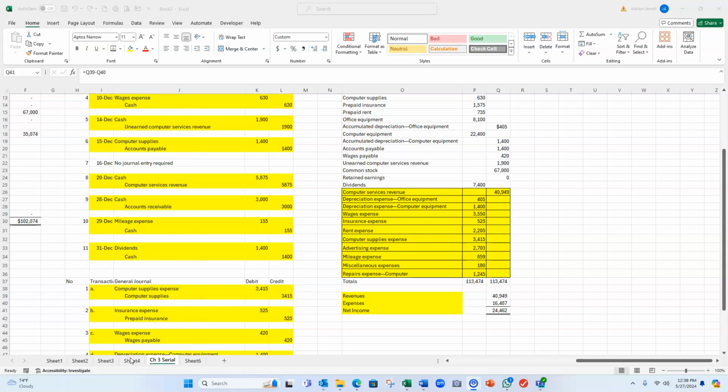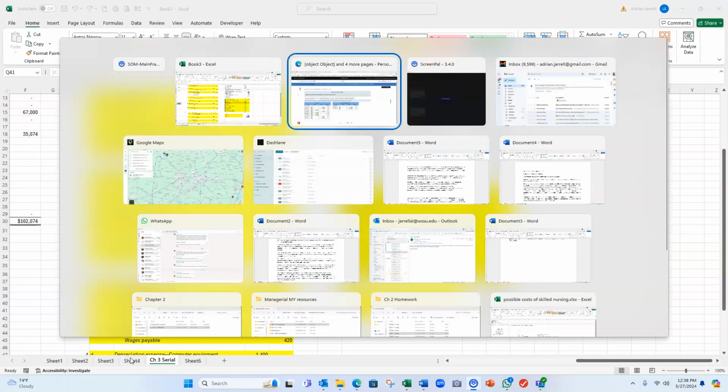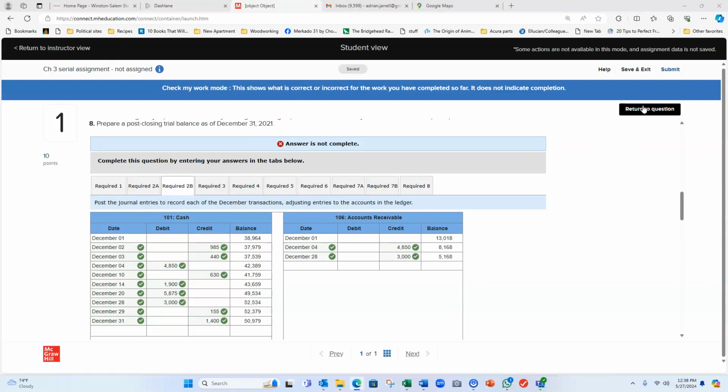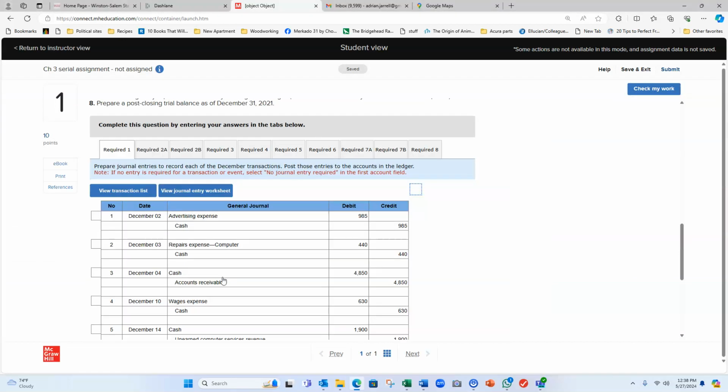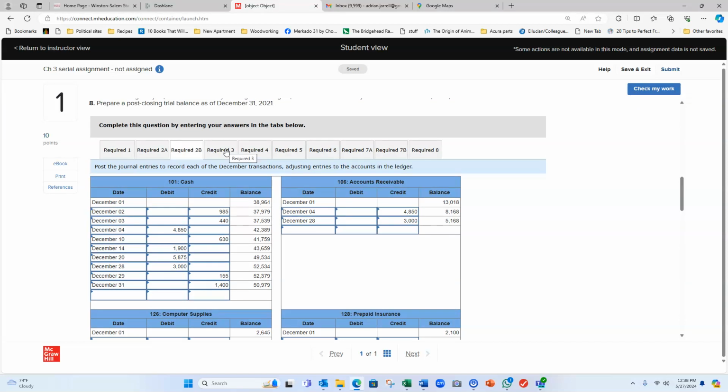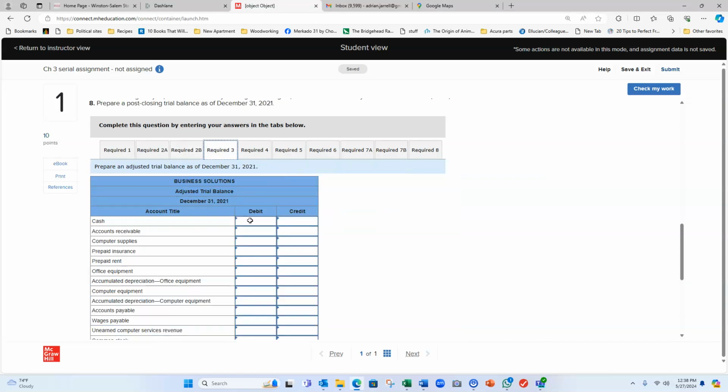Let's go back over to our problem here. There we go. And let's see what we can get finished here. We've done the general ledger. Now we've got the adjusted trial balance, which I can do pretty quickly.